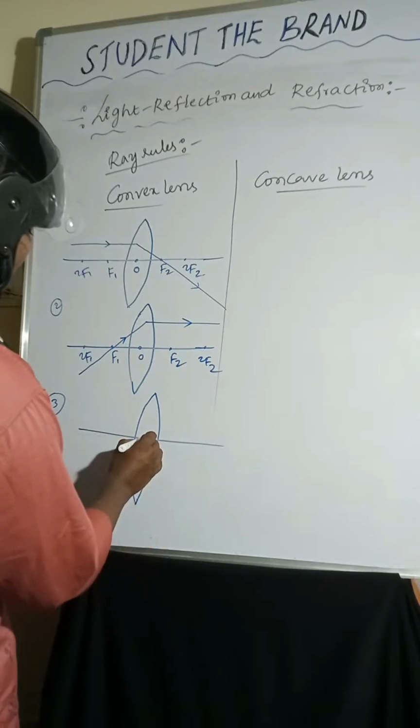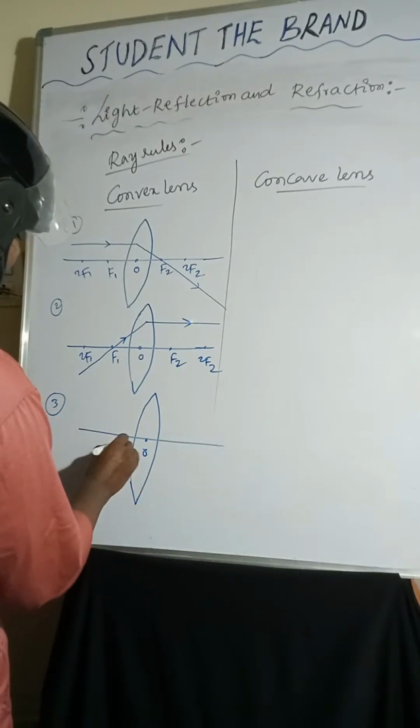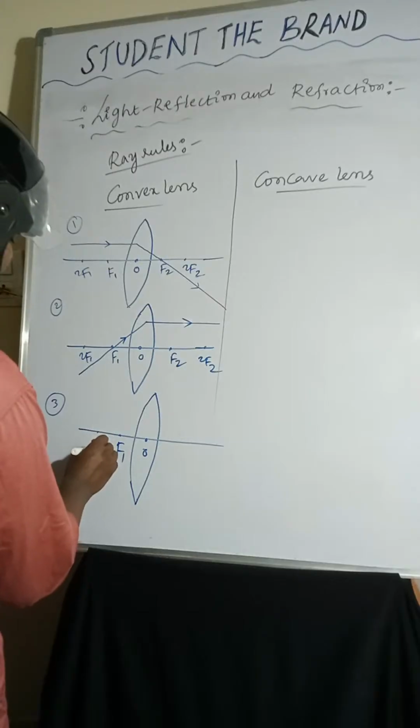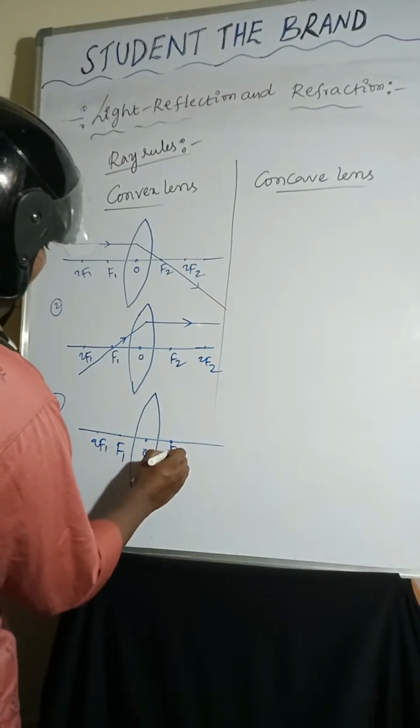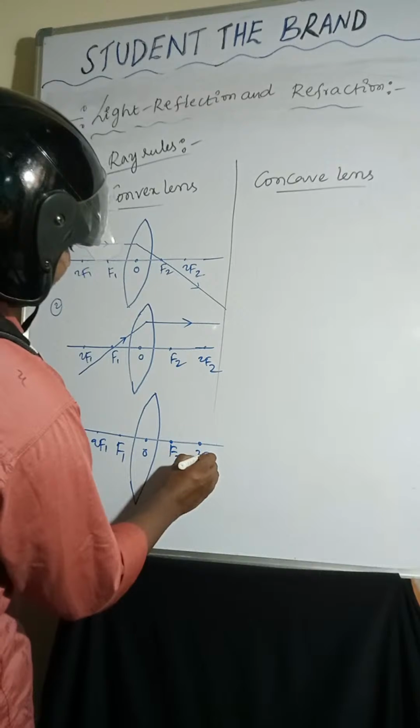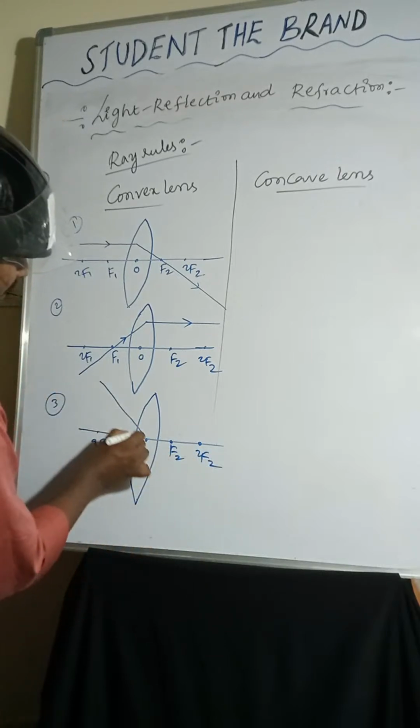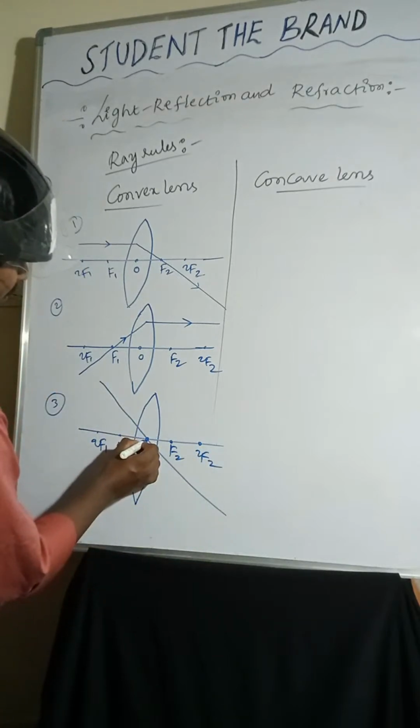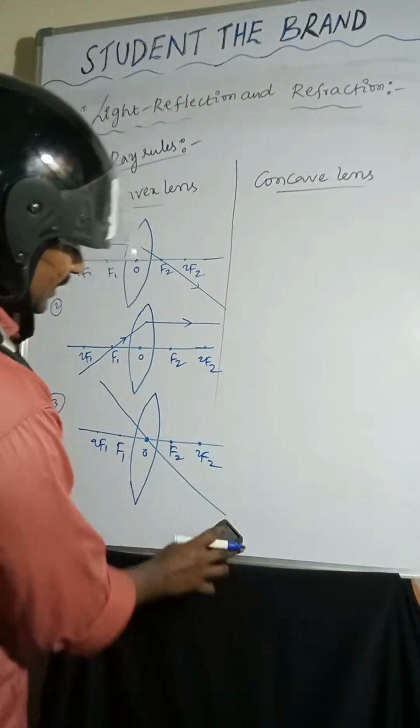Light ray is passing. Optic center, F1, 2F1, F2, 2F2. Light ray is passing through optic center, so no deviation takes place.